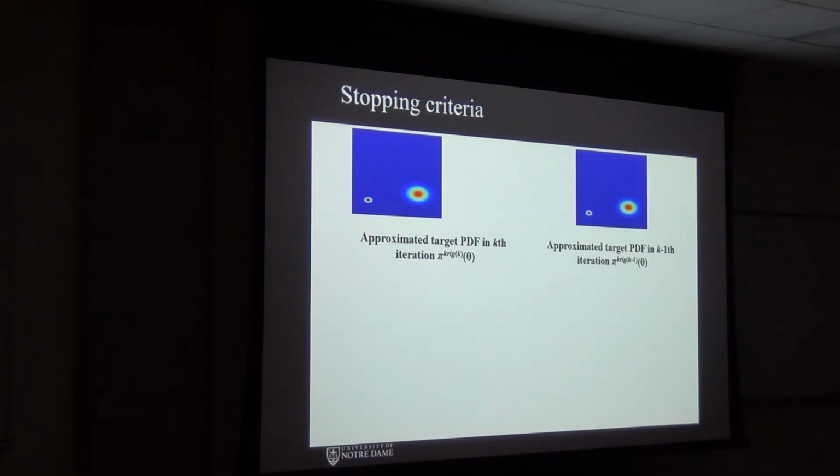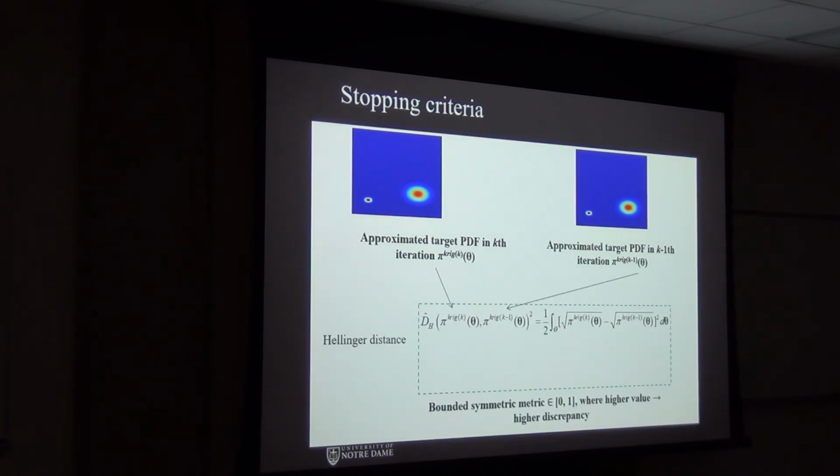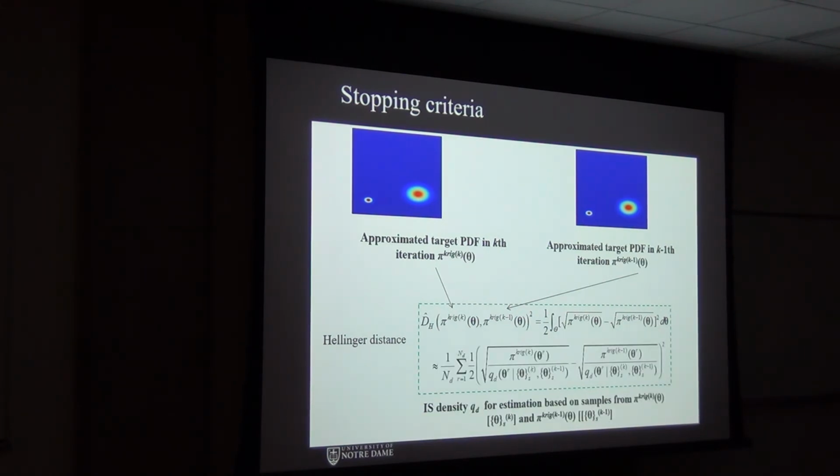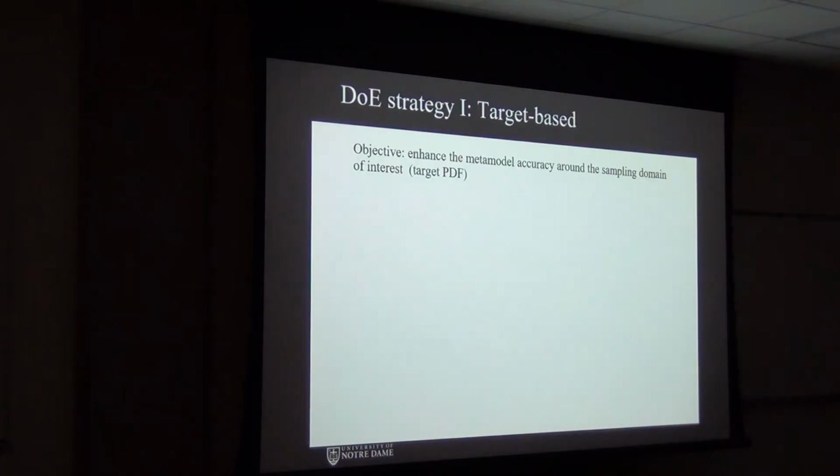Now, the stopping criteria is straightforward. You have two different densities from the two iterations, so you can figure out what the discrepancy between the two densities is. You can use something like the Hellinger distance to measure this discrepancy. And with respect to the DOE, again, we're going to use the sample-based DOE. Our preference function, evidently, is going to be our target density. This is what our UQ task thinks is important.